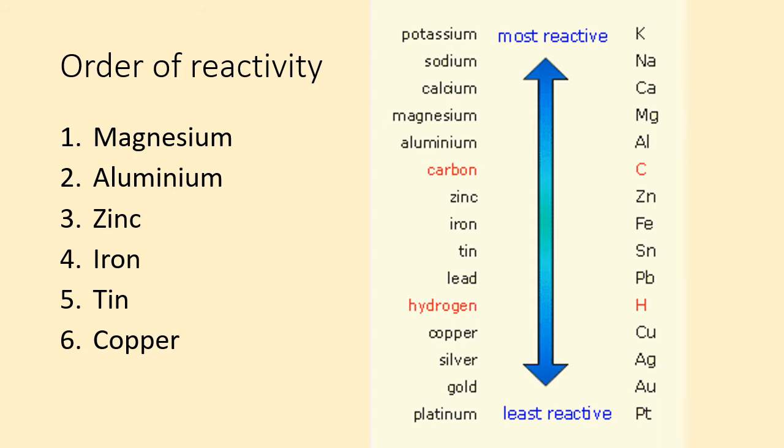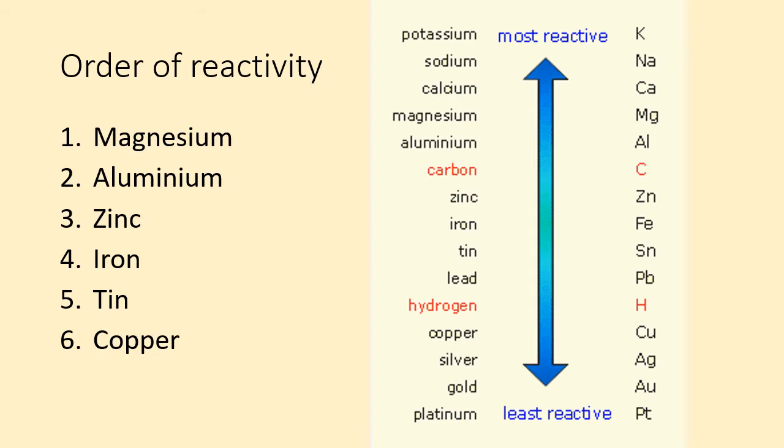If we match those metals and that order to the list on the reactivity series, which we started looking at in our previous lesson on how to extract metals, we can see that it matches very well. Magnesium is the highest up of all of those six metals, then aluminium, then zinc, then iron, then tin, and then copper is the lowest down.